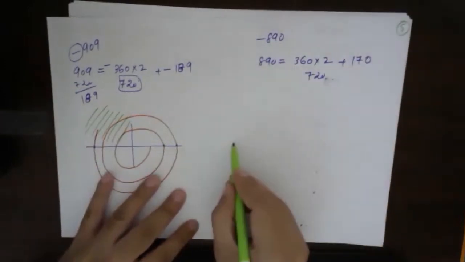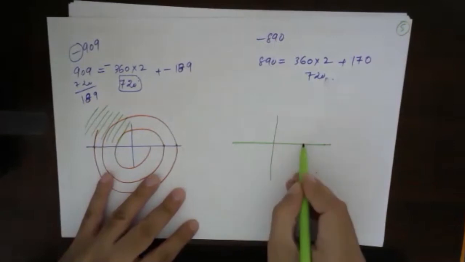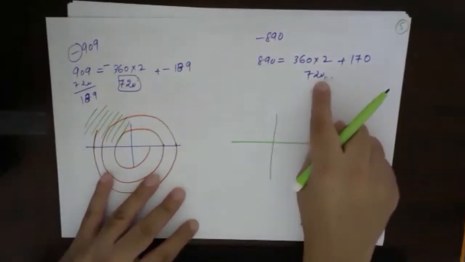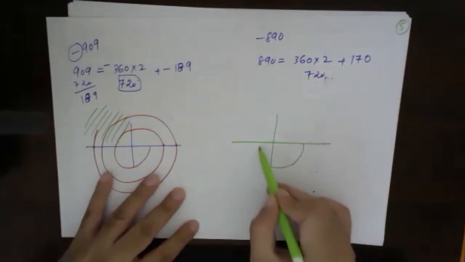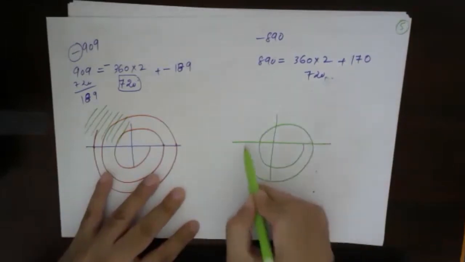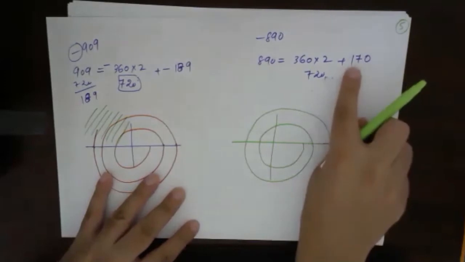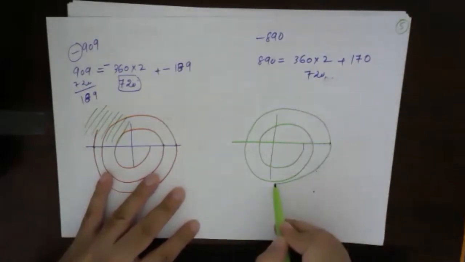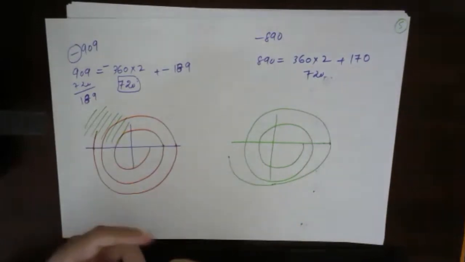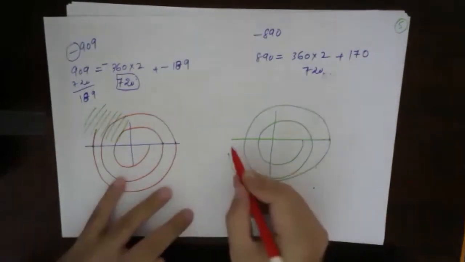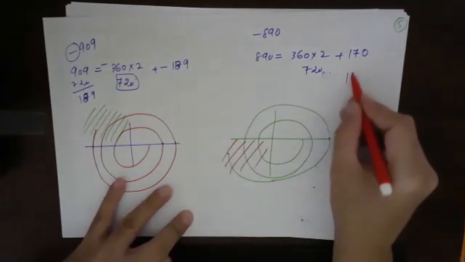Let's check this one also. Minus 890 means minus 720 minus 170. Minus 720 means 2 complete rotations. Now 170: from here till here it is 90, and somewhere around here it will be 170. So in which quadrant have I stopped? This one is in the third quadrant.